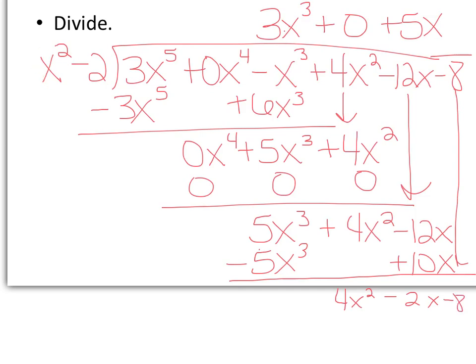Now, x squared times what gives you 4x squared? Just 4, right? And since it's a positive 4, I write plus 4. 4 times x squared is 4x squared. 4 times 2 is negative 8. Change your signs. 4x squared minus 4x squared is 0. Bring down your negative 2x, and negative 8 plus 8 is 0. So your remainder is negative 2x.